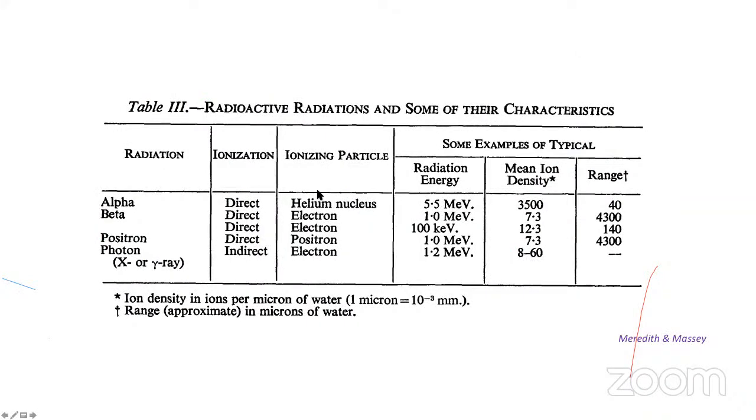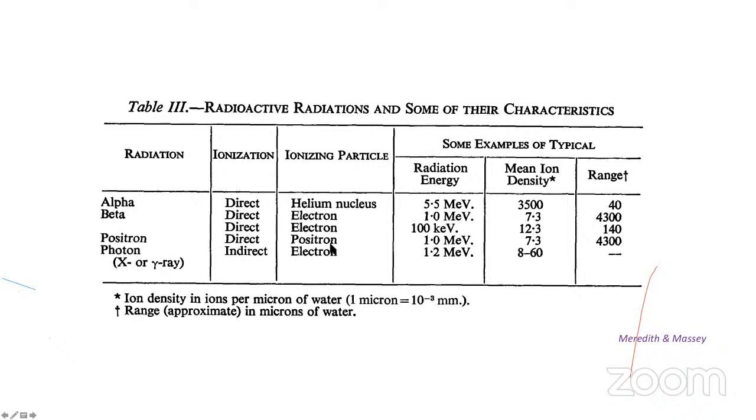So this shows the radioactive radiations and some of their characteristics. Alpha decay causes direct ionization, the energy is quite high, and it is very densely ionizing. We will talk about it later. Then the beta particle is basically an electron, and electrons could have different energies; slow moving electrons would have a higher ionization density.